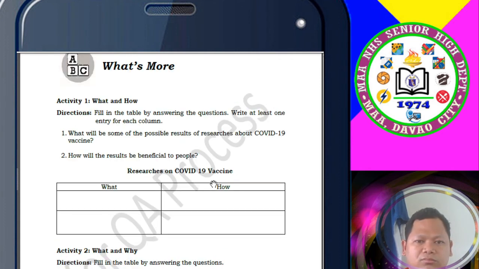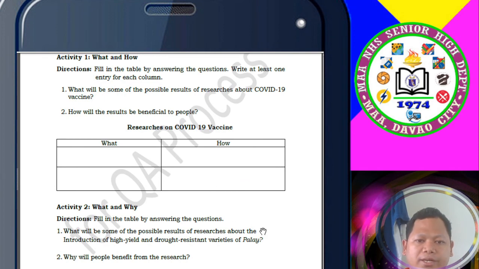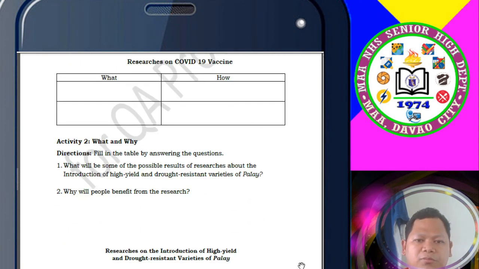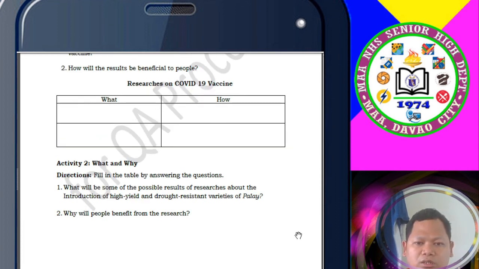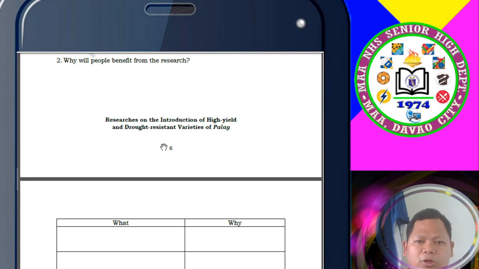And activity 2, What and Why. Directions: Fill in the table by answering the questions. What will be some of the possible results of the researches about the introduction of high-yield and drought-resistant variety of palay? Number 2, why will people benefit from the research? I want you to answer activity 1 and 2. This is a table, so you write your answers here, what and why again.